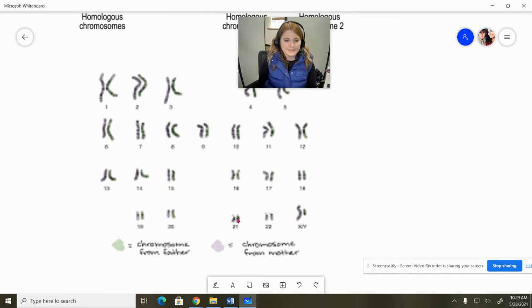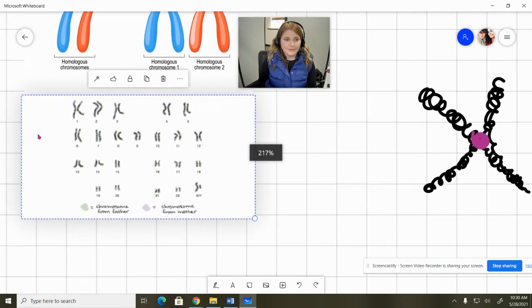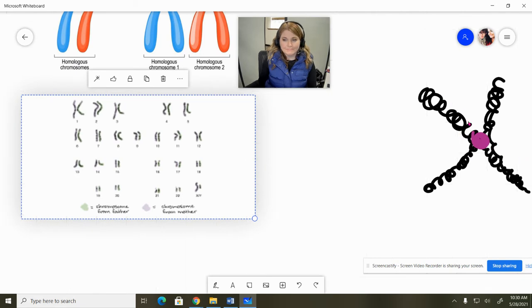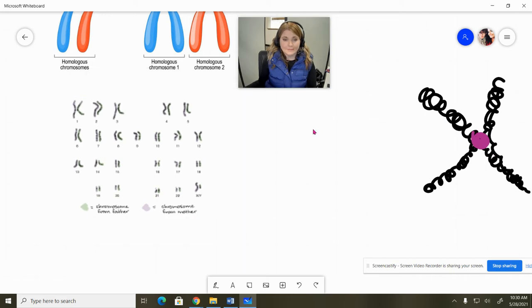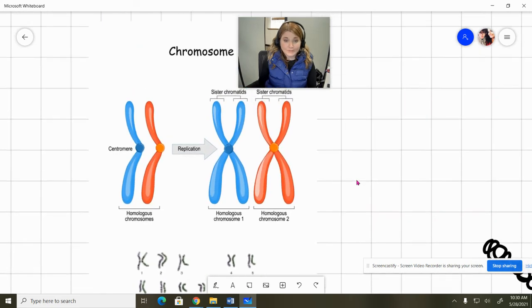The purpley color is from mother. The green color is from father. So we see that little X shape that we normally associate with it. But what we're looking at here are two different strands, one inherited from your mother and one inherited from your father, right? So when we look at that little structure that we would normally see, it is half from mother, half from father. Okay, so that's what our chromosomes are.